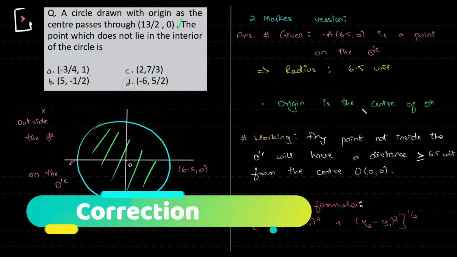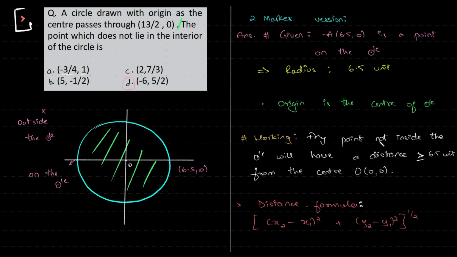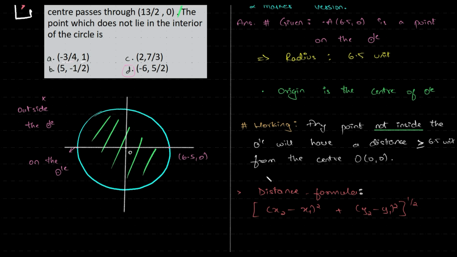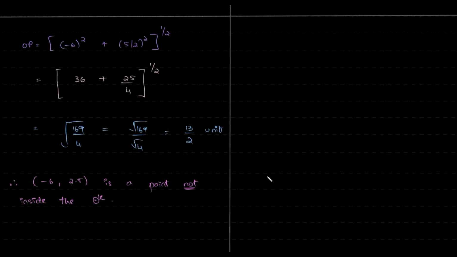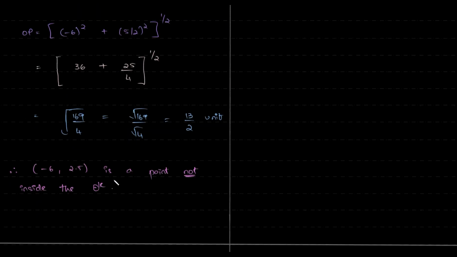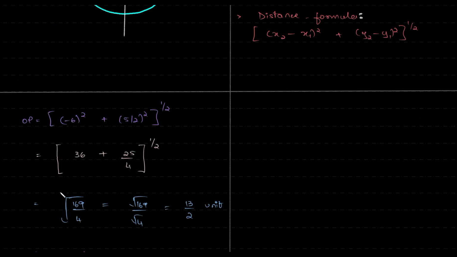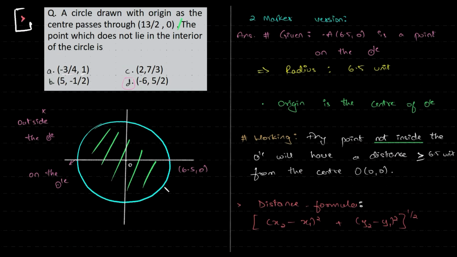Small change in the answer. I felt any point not inside the circle; this statement is going to make more sense for this particular answer. A point not inside the circle will have a distance of more than or equal to 6.5 units from the center of the circle. Right, guys? With that wording, the answer will be more appropriate. And here is a point not inside the circle, is what I am concluding. So you can write this version of the answer.